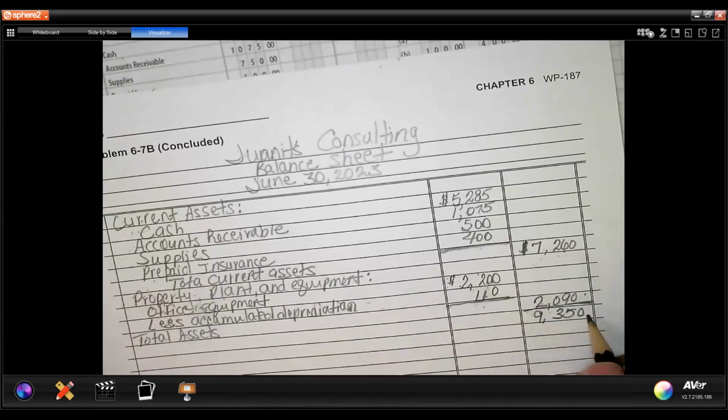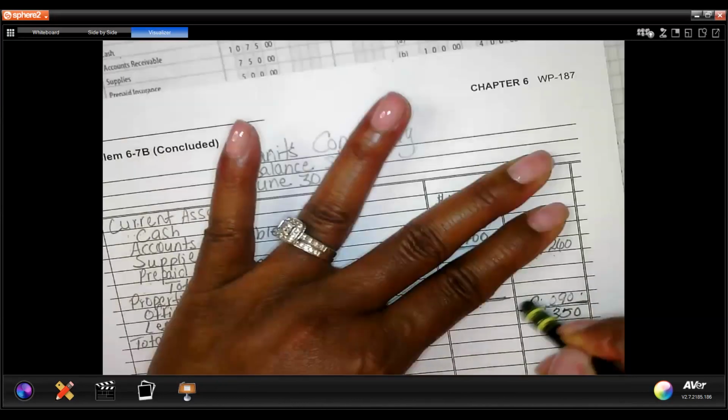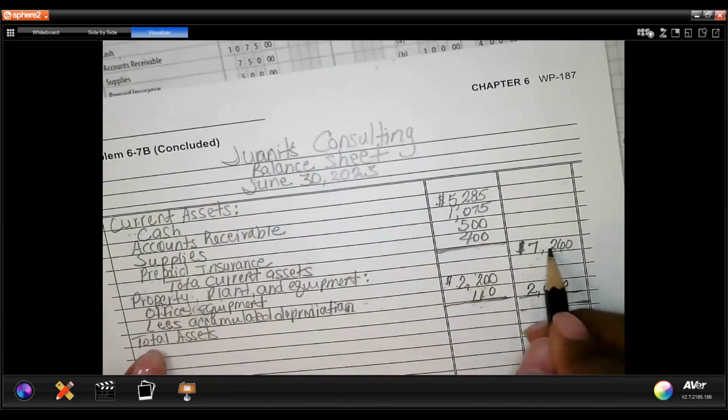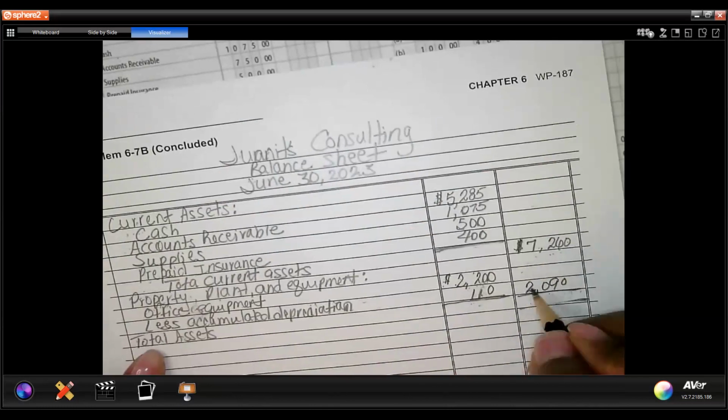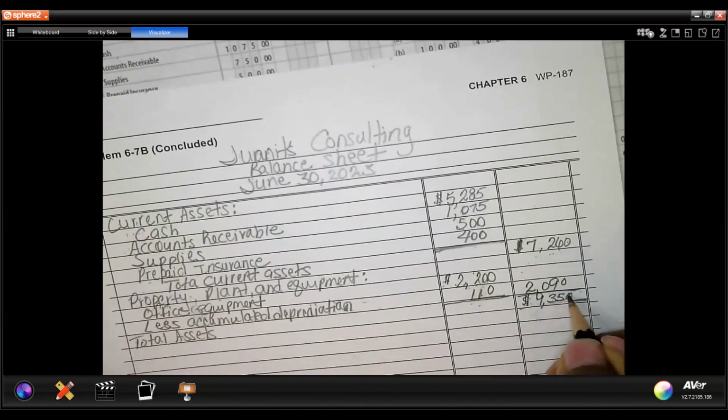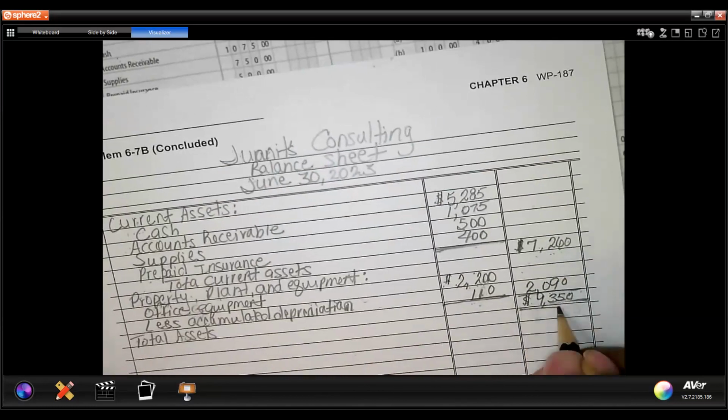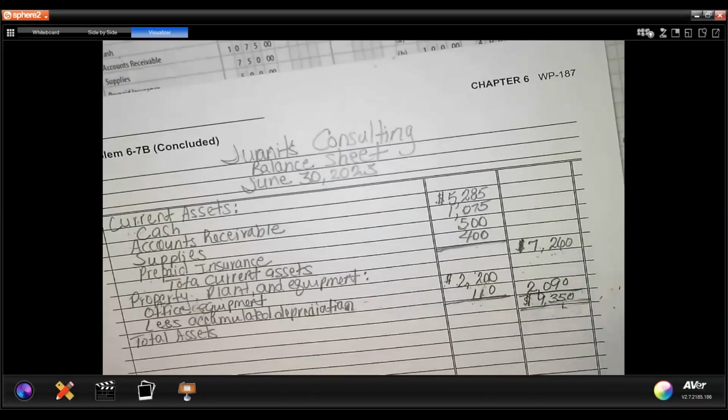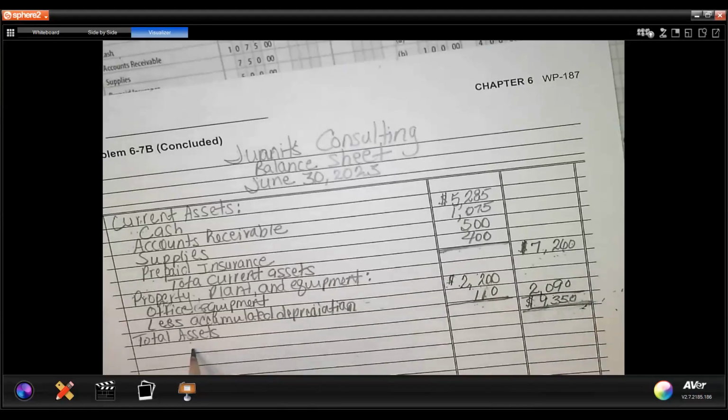Okay. So let me just move all of this up. I think I went down too many lines. We're going to add 7,260 plus 2,090. That's going to give us a new balance for total assets of 9,350. Okay. And we're going to just draw a single rule under that line. That's going to be our total assets for the month of June.